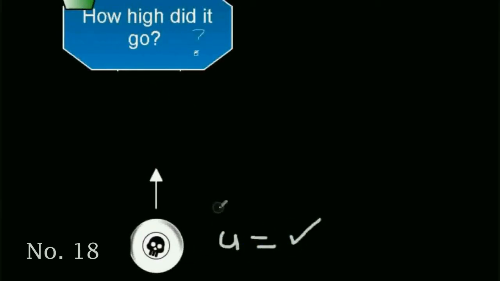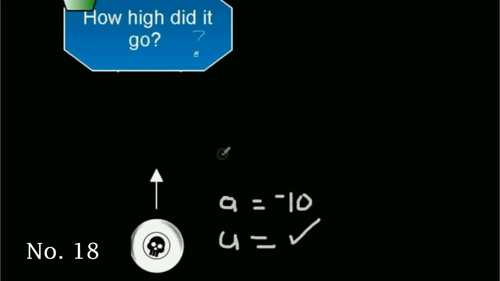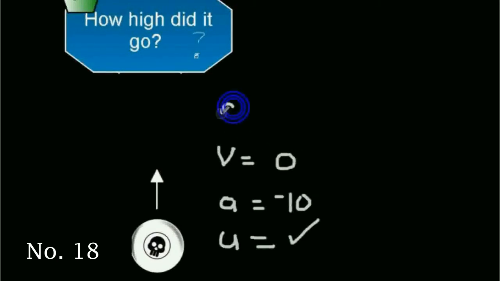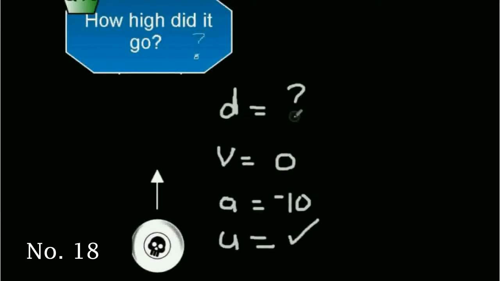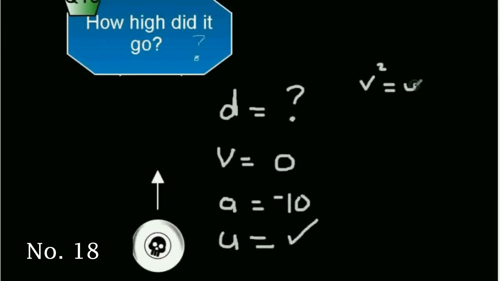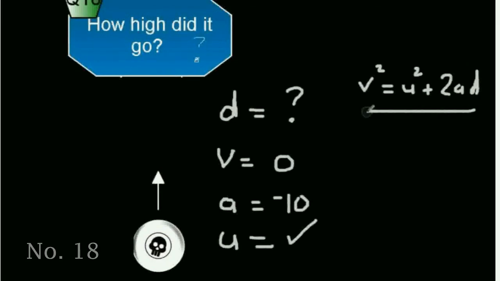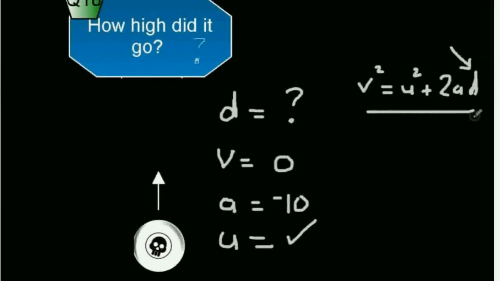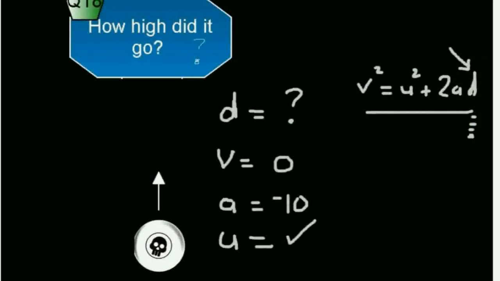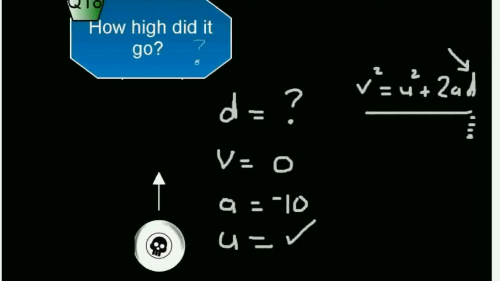Further on, how high did it go? You're talking about an acceleration of minus 10. We know what the initial speed is from the previous calculation. We know that the final speed is 0. We have to find the distance it travels in the air, and use v squared equals u squared plus 2ad. That's the best one. Rearrange the formula to make d the subject. And that is the end of this exercise.